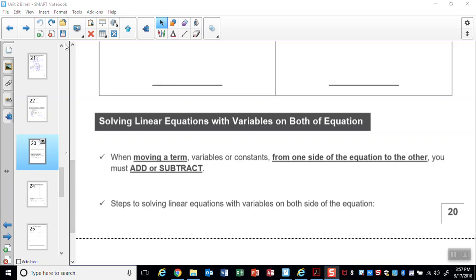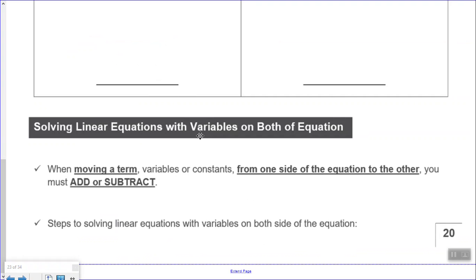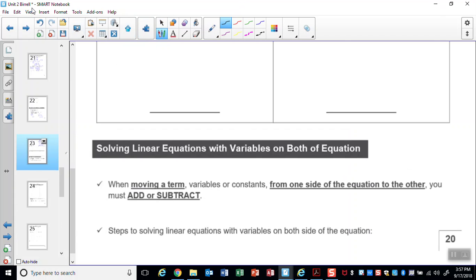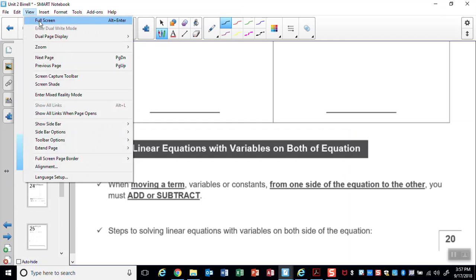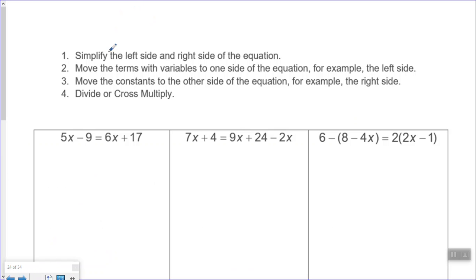Hi, so in this video, we are going to go over solving linear equations with the variables on both sides. When moving a term, variables, or constants from one side of the equation to the other, you must add or subtract. Steps to solving linear equations with the variables on both sides of the equation are on the next page. 1. Simplify the left side and the right side of the equation.